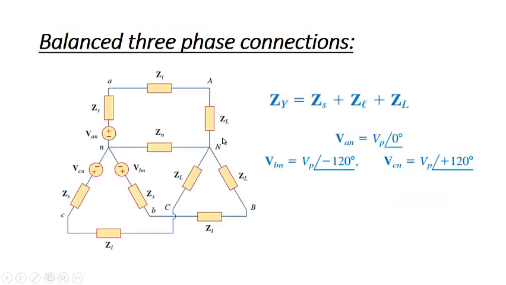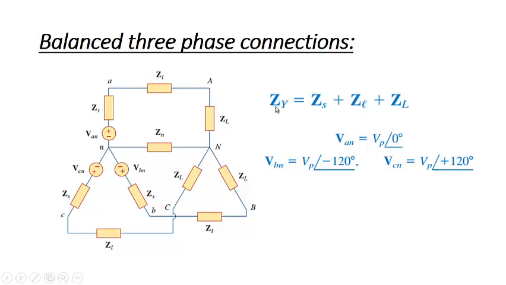So balanced three-phase connections. You can see that we have source, and this is a source impedance, internal impedance. This is the impedance of the line. This is the impedance of the load. So same cases, source impedance, line impedance, and load impedance. This is a balanced three-phase system where the source is connected in Y, and here load is connected in Y as well. We can have different connections, Y-Y, Y-delta, delta-Y, delta-delta. I have shown you here only Y.